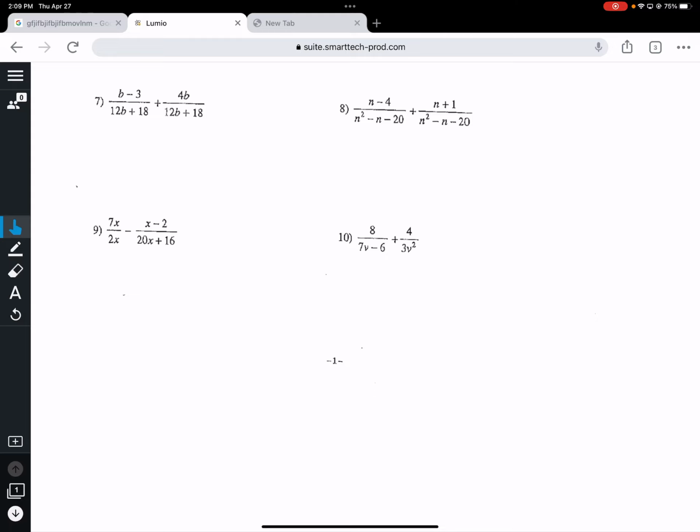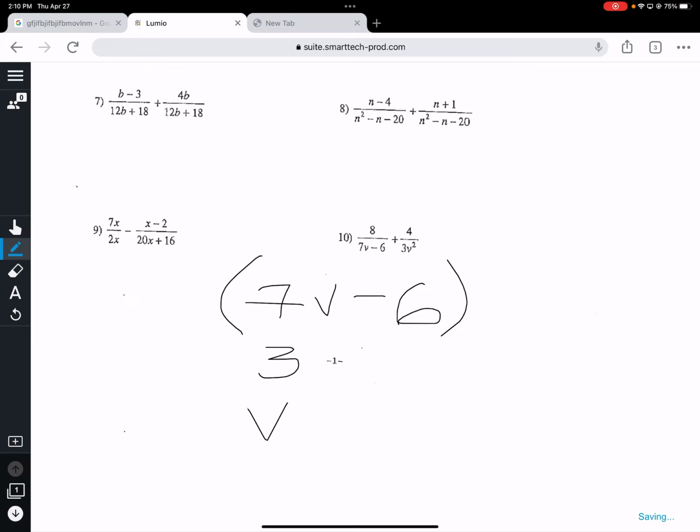Let's look at the denominators. Okay, let's look at the first one: 8 over 7v minus 6. Can we factor that any further? No. So we have a 7v minus 6. 4 over 3v squared. Can we do anything to it? No. So we have a 3 and we have a v squared.